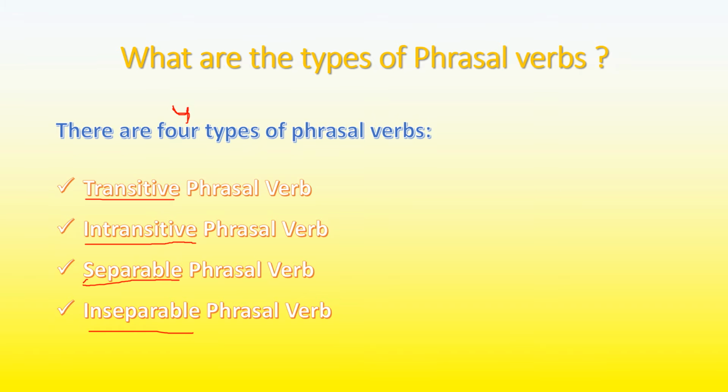Among these 4, if we learn 2, that's enough, meaning transitive and separable. Then next is intransitive, and next is inseparable. But you can learn everything, not only this one. Next, let's go to the next ones.